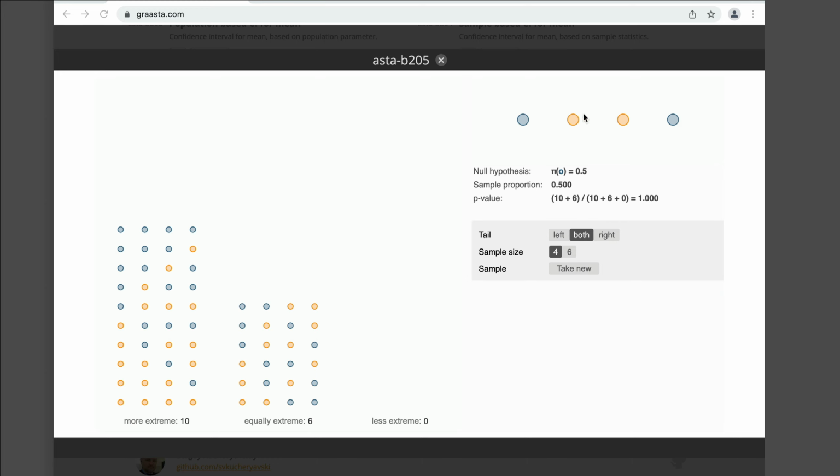And then you can see I tossed my coin 4 times. So my sample size is 4 in this case. And you can see that I indeed got 2 tails and 2 heads, right? So the sample proportion is 50%. Now I need to compute a p-value. And now let's recall what the p-value is. The definition of the p-value is the following.